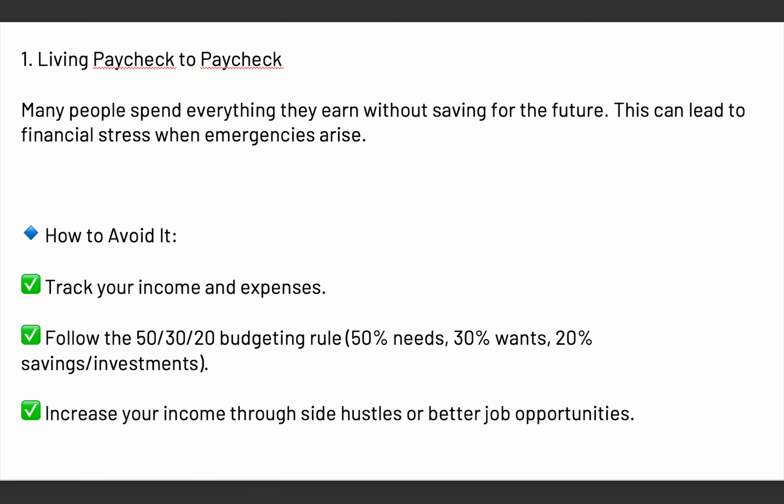Now, living paycheck to paycheck means that whatever amount you make is whatever amount you are spending, which is very, very bad. So it means that if you are making, let's say, $2,000 every month, you're also spending $2,000 every month. That is very, very bad. You need to be setting money aside for your savings and investment, which is very, very important.